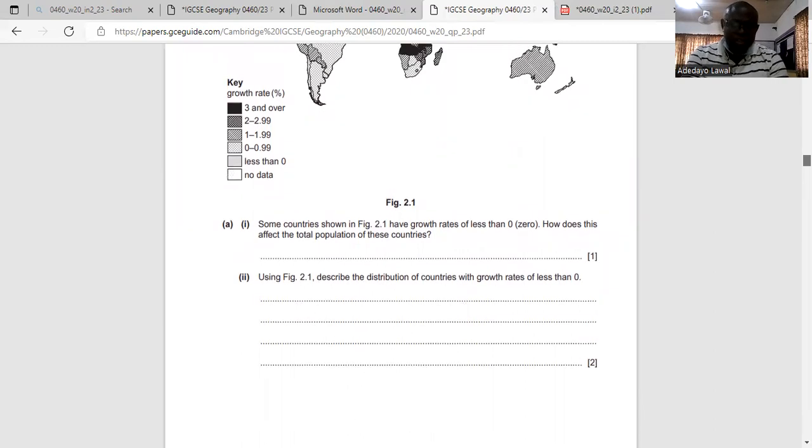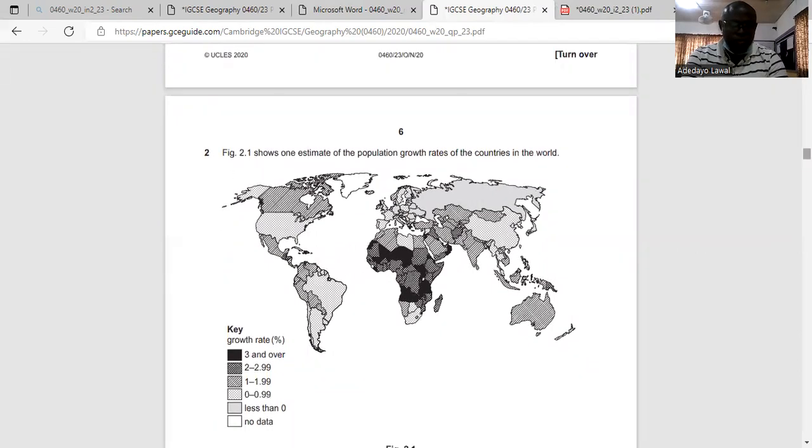So using figure 2.1, describe the distribution of countries with it. Less than 0, look at it here. So I think basically around Russia. This kind of question, they want to test your knowledge of continents and regions. So mention that this is Russia so that they can know that you know that this is Russia. So this is like 1 mark for you. Where else can we find it? No, nowhere else. I think it's basically around Russia.